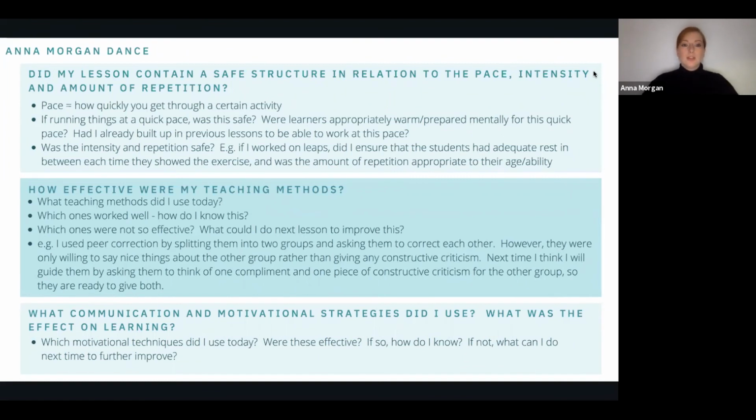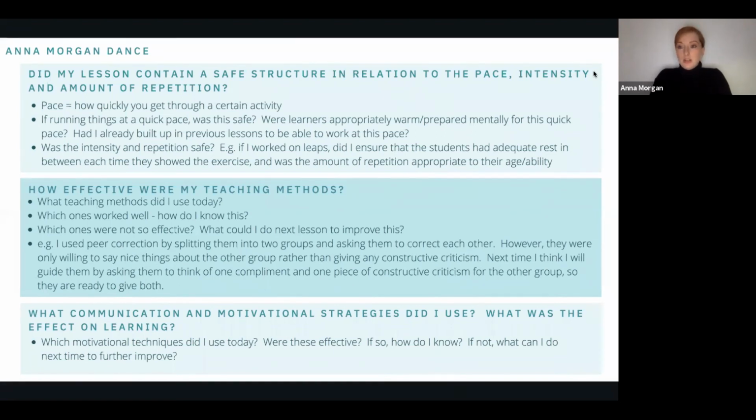Have I built up to this in previous lessons to make it safe? And was the intensity and repetition safe? So if I worked on leaps, did I ensure that the students had adequate rest in between each go? And was the amount of repetition appropriate for their age and ability? So, if you just keep on drilling them over and over and over and they're only in grade 4, it's maybe not quite safe. How effective were my teaching methods?